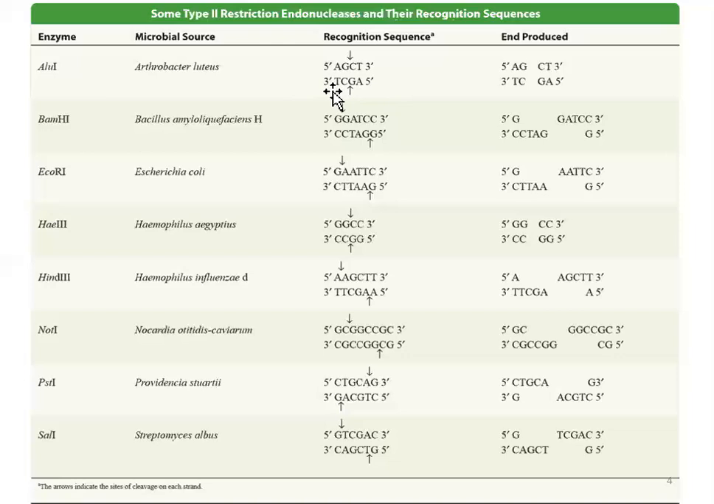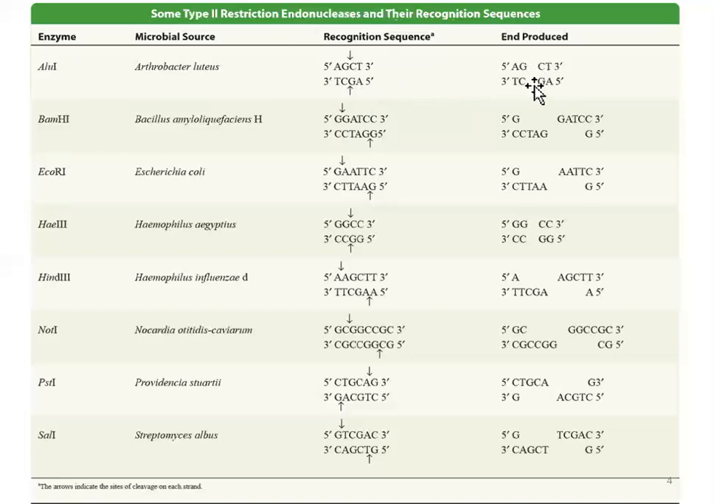This is called the palindrome or an inverted reverse sequence. So this is the palindromic sequence, and these enzymes recognize the palindromic sequences. When this enzyme cuts the DNA between the G and C nucleotide bases, as a result the blunt ends are formed.